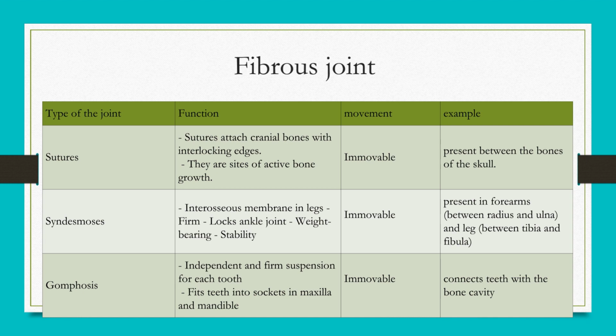Gomphoses are specialized fibrous joints that anchor the teeth firmly into their sockets in the maxilla, upper jaw, and mandible, lower jaw. The fibrous connection between each tooth and its socket is called the periodontal ligament, which provides support and shock absorption during chewing and other oral activities. Gomphoses are highly specialized and provide a stable yet slightly flexible attachment for the teeth.